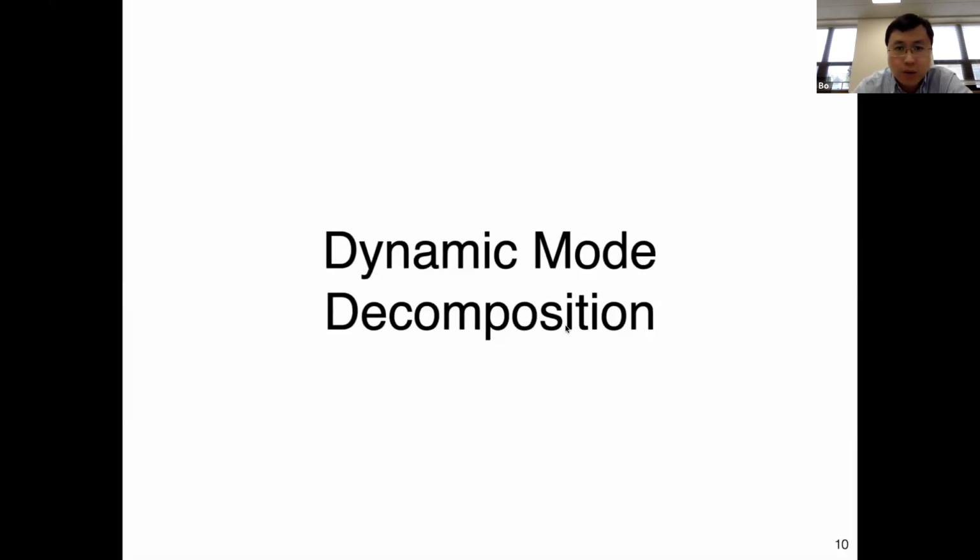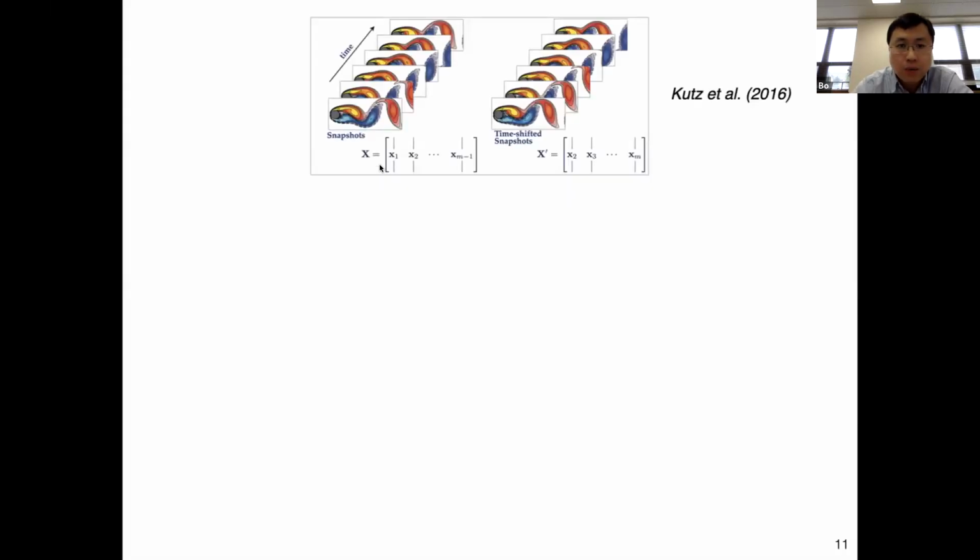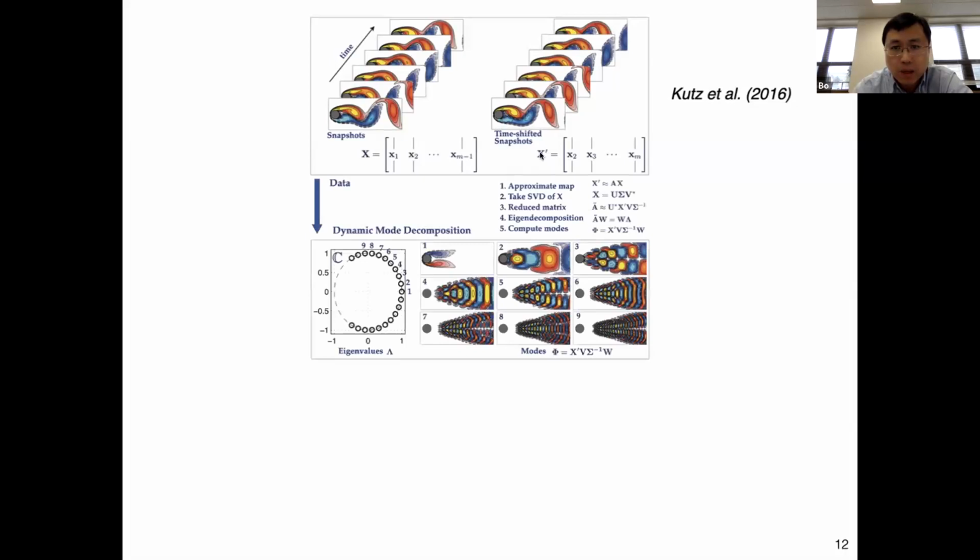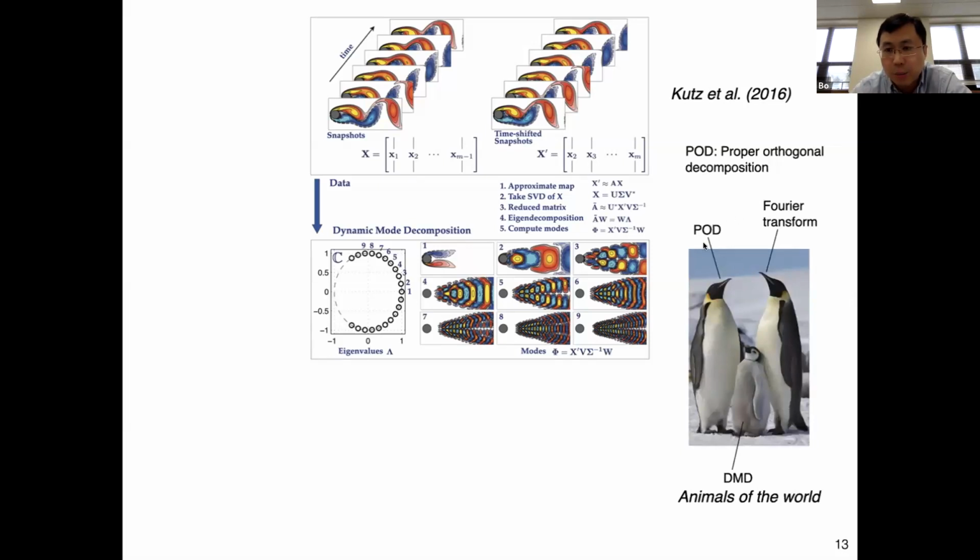First, let's take a closer look at how to perform dynamic mode decomposition, DMD, analysis. Given a sequence of spatial temporal snapshots X, the time-shifted snapshots X prime can be obtained. X prime is related to X by a best fit operator A. Now the DMD analysis can be taken as a combination of proper orthogonal decomposition, POD, and the Fourier transform. So the resulting spatial DMD modes are closely related to a temporal frequency with a growth or decay rate.